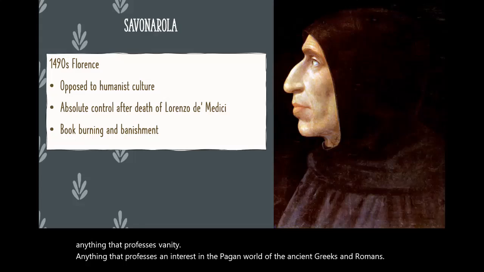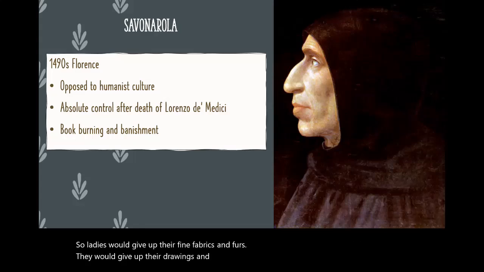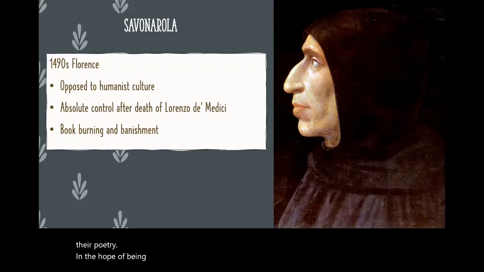So ladies would give up their fine fabrics and furs. They would give up their drawings and prints of Venus and the other gods. They would give up their poetry in the hope of being worthy of heaven. So again, we have that very Garden of Eden-like threat that you've strayed a little too far with all of your reading of Virgil and Aristotle and your nude statues of David. Too far, Savonarola says.